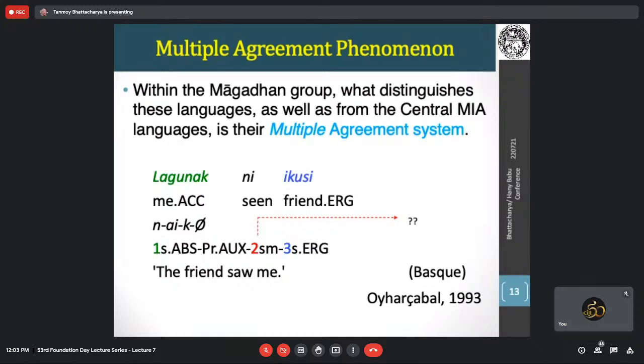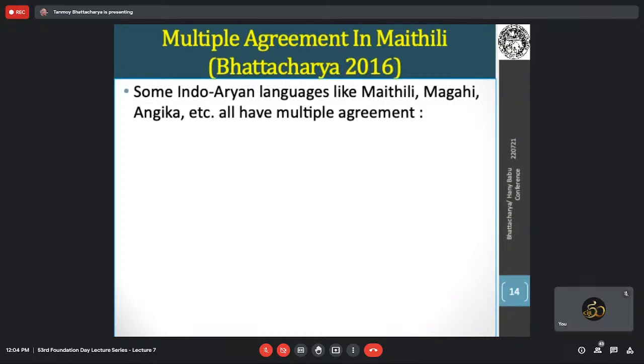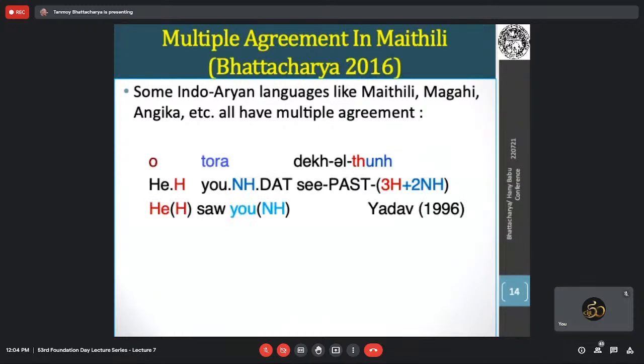Well, this is familiar again to some people in the audience. This is called the addressee agreement or allocutive agreement. And this you will find also in some languages, not many languages. There is no WALS map on this, but this is called addressee agreement, that you must have heard. Now I go to my work, which is multiple agreement, let's say, in some of these languages, and I'm giving an example from Maithili. So some Indo-Aryan languages, like Maithili, Magahi, Angika, Bajjika, all have multiple agreements.